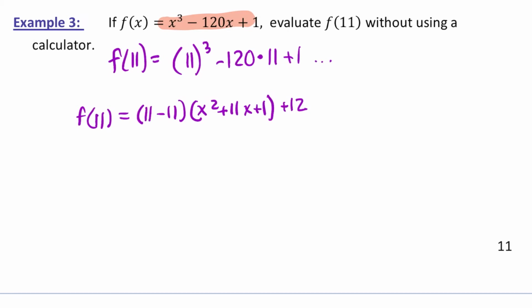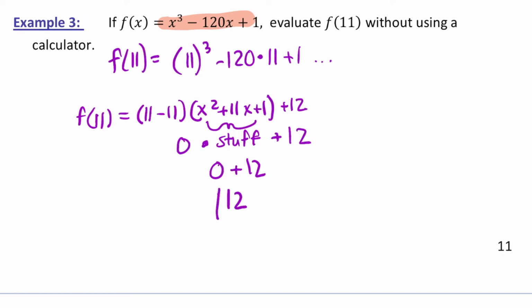If I plug 11 in here, however, in that first binomial, 11 minus 11 is going to give me 0. I could plug it into the trinomial and get some stuff, but I don't really care about that because I'll be taking 0 times that. So my final result is just going to be 12 if I plug that in, which is a lot easier than plugging it into my original polynomial.